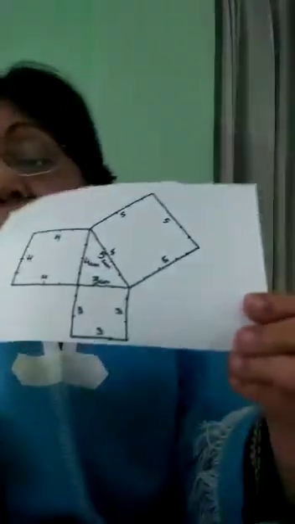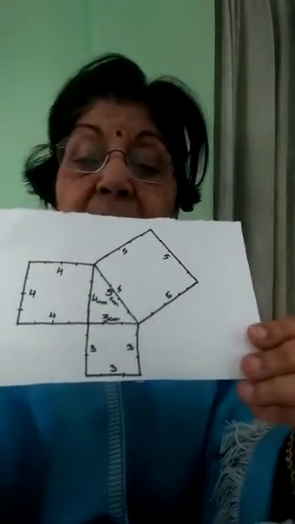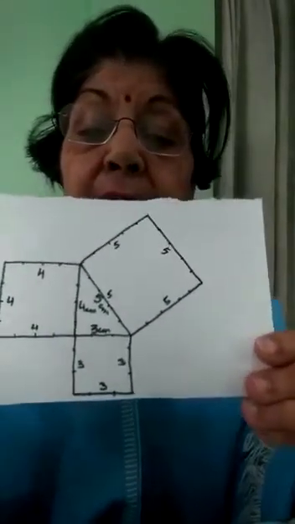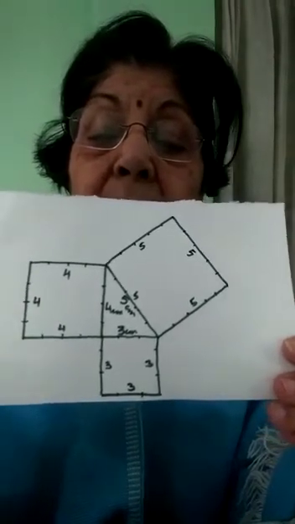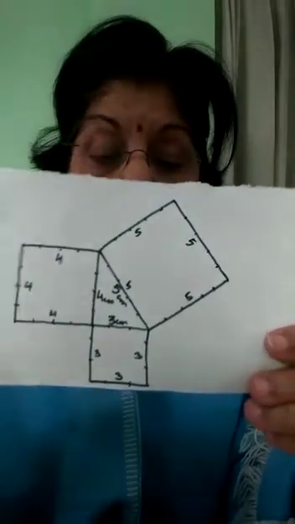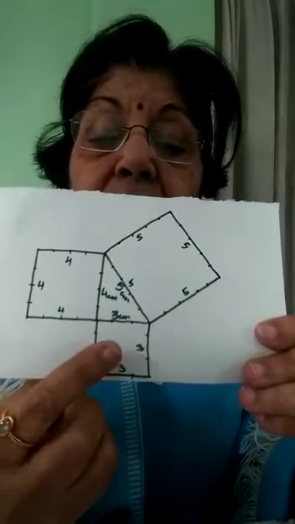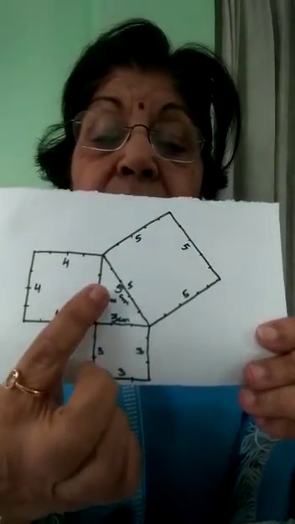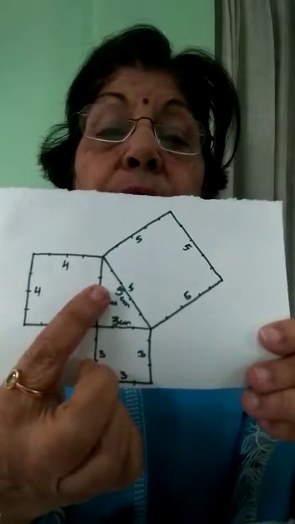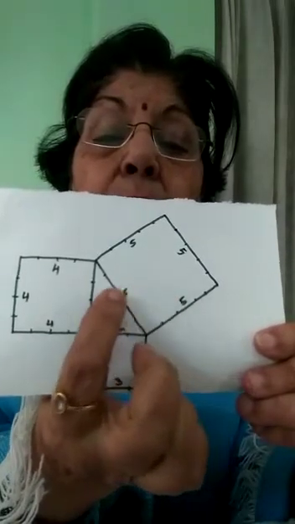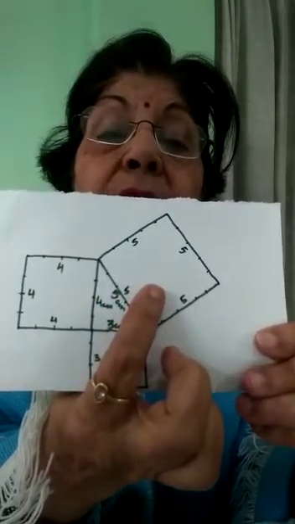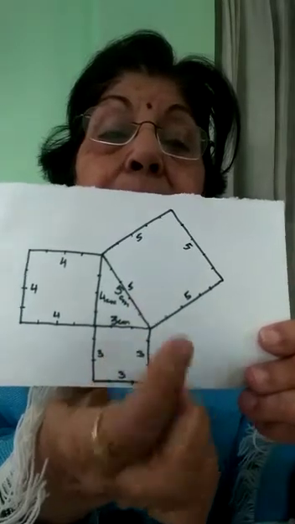So now let us see another figure in which I have drawn squares on the sides of the right angle triangle which I showed to you. On the side which is 3 centimeters long, I have drawn a square 3 centimeter by 3 centimeter. On the side which is 4 centimeters long, I have drawn a square 4 centimeter by 4 centimeter. And on the side which is 5 centimeter long, I have drawn a square 5 centimeter by 5 centimeter.